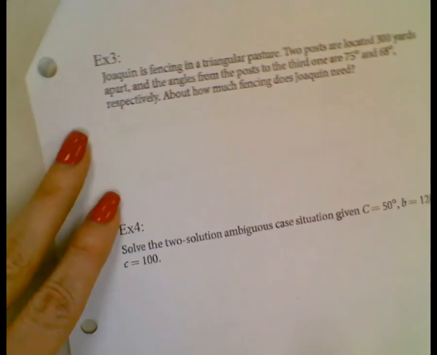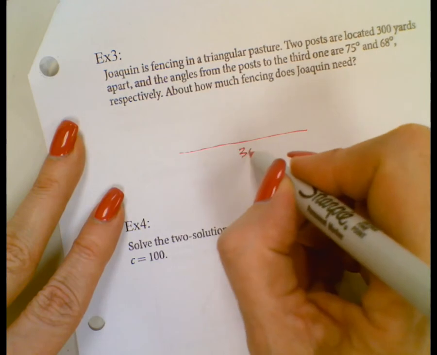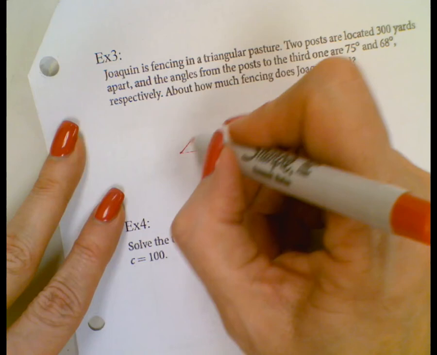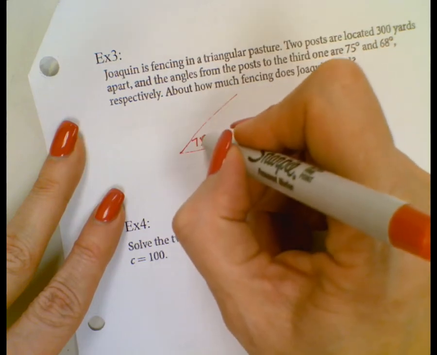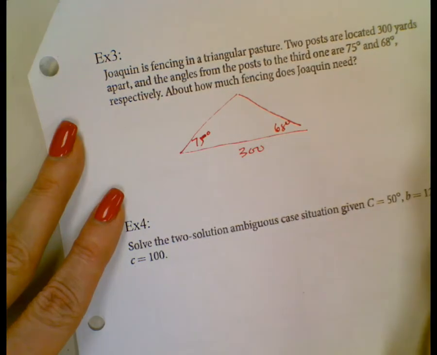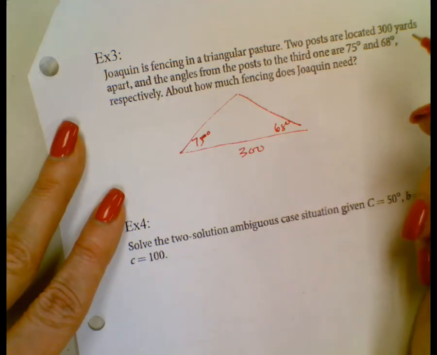Okay, so this one. 2 posts are located 300 yards away, and the angles from the post to the third one are 75 and 68. About how much fencing does Joquan need? I'm not sure if that's how you say his name. Sorry if I butchered that name.